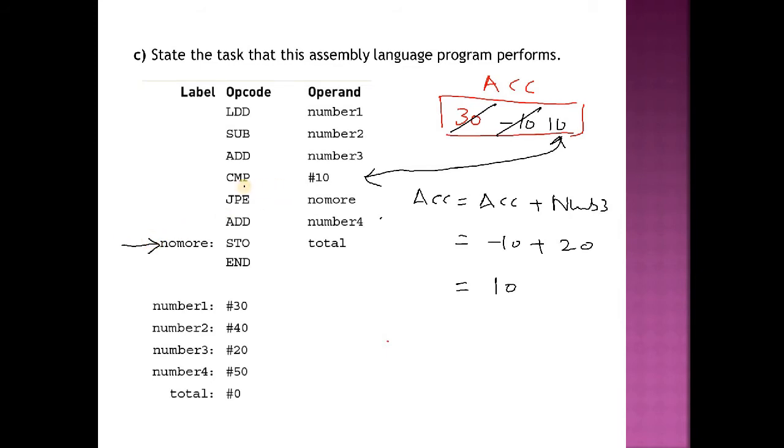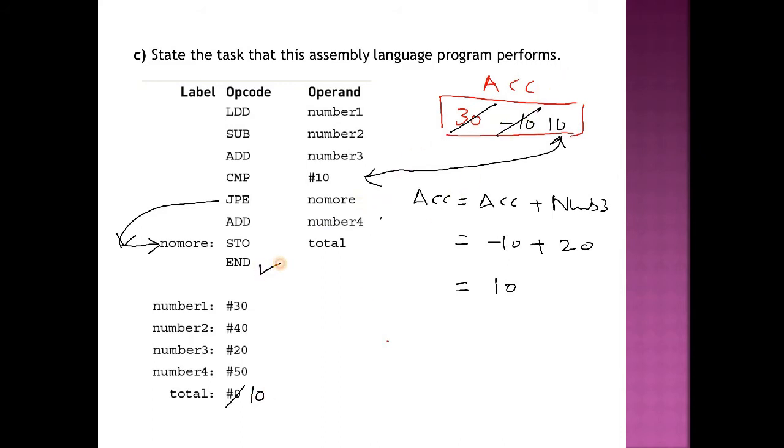So obviously this is true, it will come here and it will store total. Okay, value of accumulator will be stored in total. So here at this place, the value of accumulator, which is 10, will be stored here, and the program will be ended. So what is happening here?